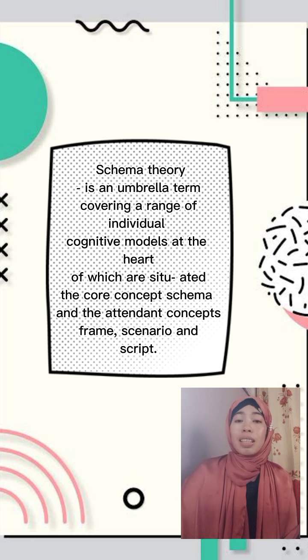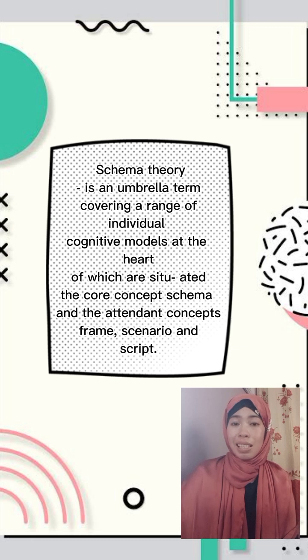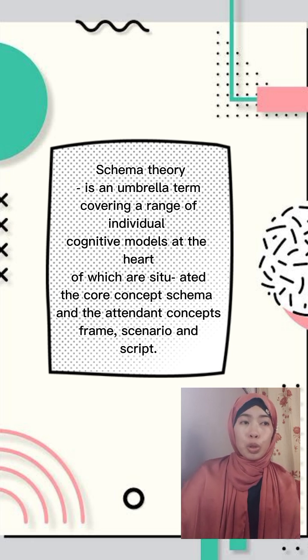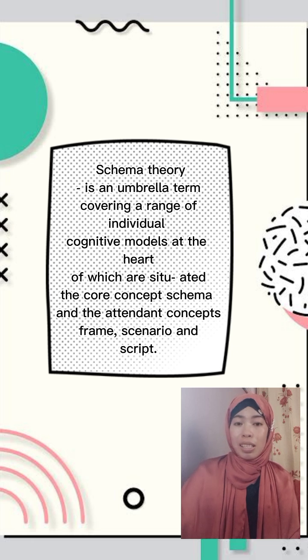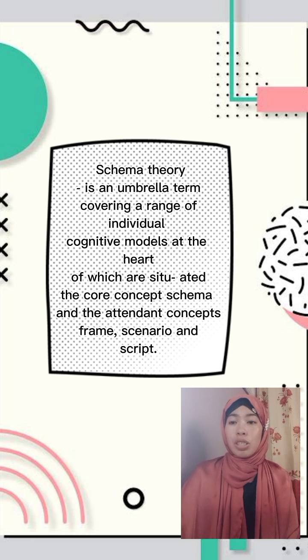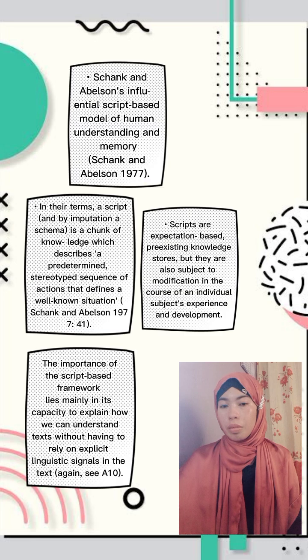A script is a type of schema that represents a predefined stereotyped sequence of actions that define a familiar situation. Scripts help individuals navigate through common scenarios by providing a structured set of actions or events that are expected to occur in given situations.